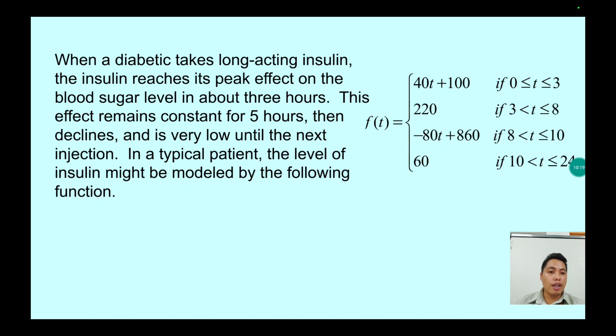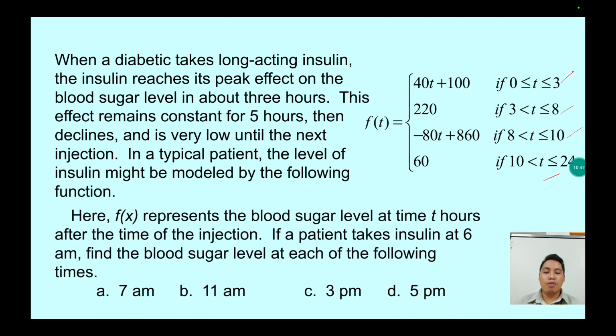So if you try to interpret, this is from the beginning of injection up to 3 hours, and this is for more than 3 hours until 8 hours, and then more than 8 hours up to 10 hours, and then this is for more than 10 hours up to a whole day. The next day, you take insulin again. So, this is actually a good example.